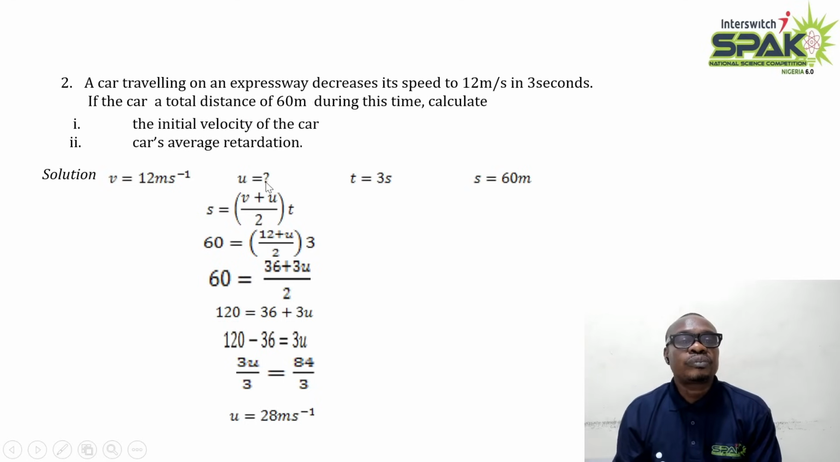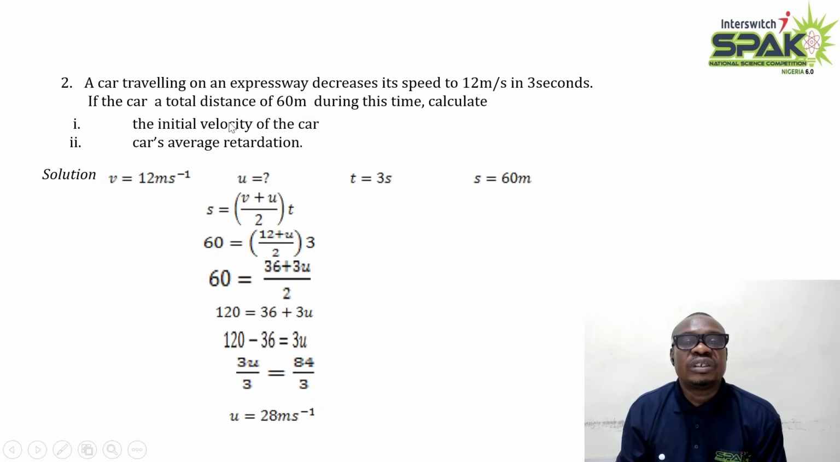Then number 2, it says that a car traveling on an expressway decreases its speed to 12 meters per second in 3 seconds. If the car has a total distance of 60 meters during this time, calculate 1, the initial velocity of the car, 2, the car's average retardation.